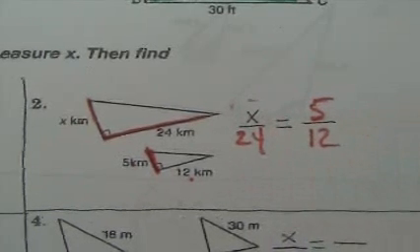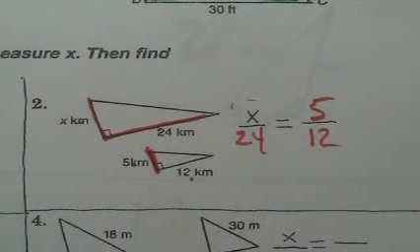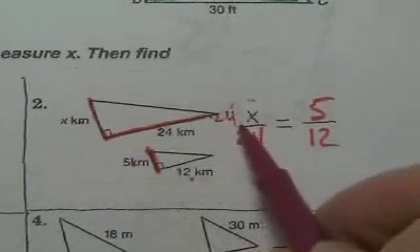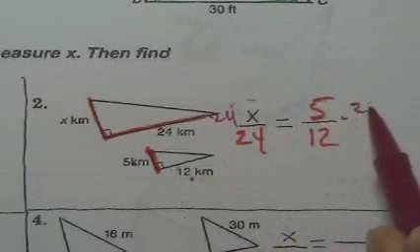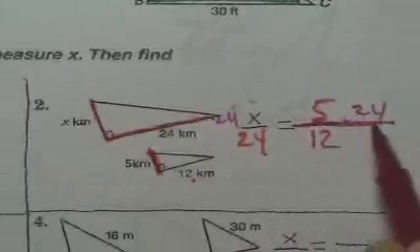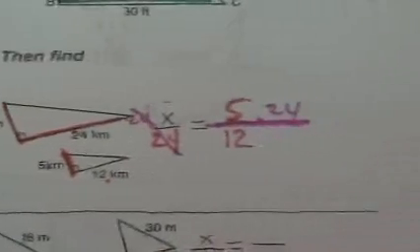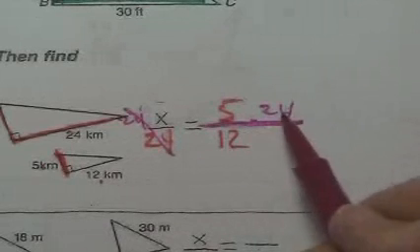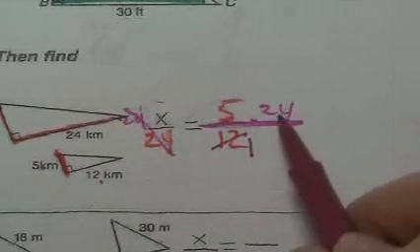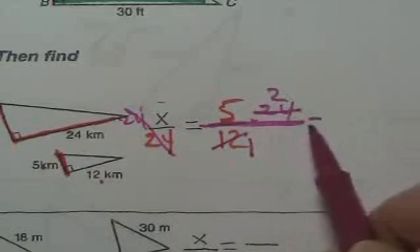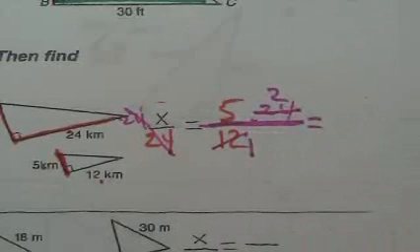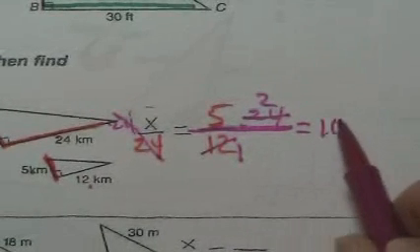Now we can reduce. Let's see, I'll multiply by 24, just extend it out. Okay, so that's gone. You have x by itself. 12 goes into 24. 12 goes in there once. 12 goes in there twice. Now I just have 5 times 2. 5 times 2 is 10.